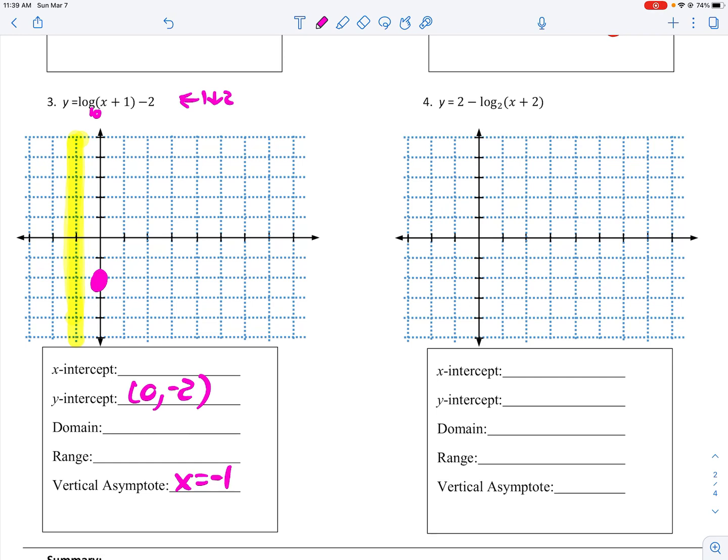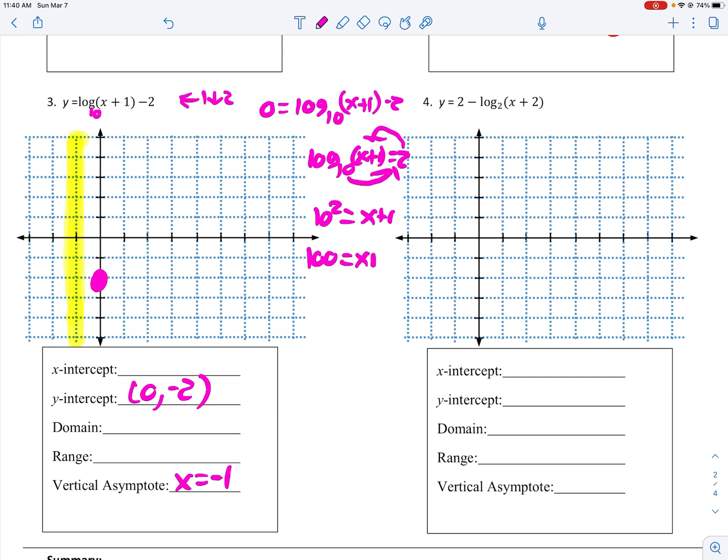So what I could do is find the x-intercept, right? If we let y be 0, we have log base 10 of x plus 1 minus 2. So I'm going to add 2. So log base 10 of x plus 1 equals 2. So 10 squared equals x plus 1. Right? We're in single log, we go to exponential. So 10 to the second equals x plus 1. So 100 equals x plus 1. Subtract 1, so I get 99. Well, that doesn't help.